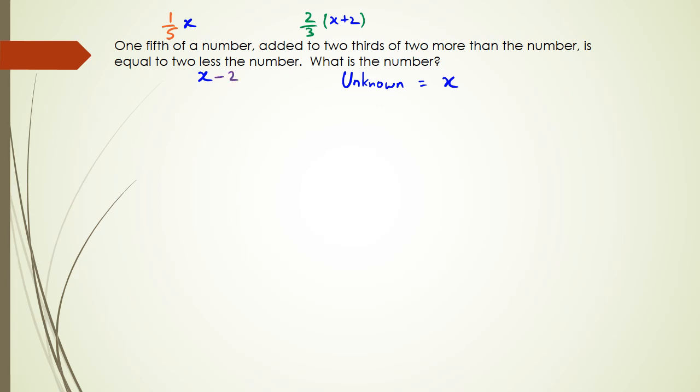Okay, so let's write this down as an equation. We've got 1/5 of a number, that's 1/5 of x, plus 2/3 of 2 more than the number. So that's x plus 2. And that's all equal to 2 less than the number, which is x minus 2. Okay, wow, that's a lovely looking equation.